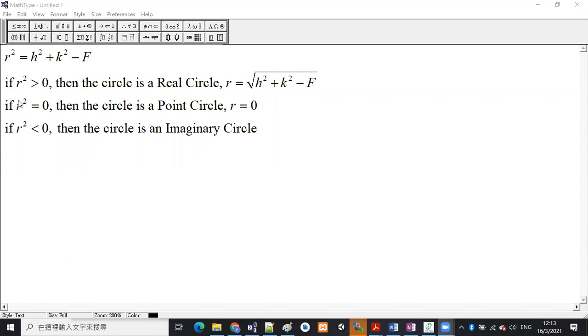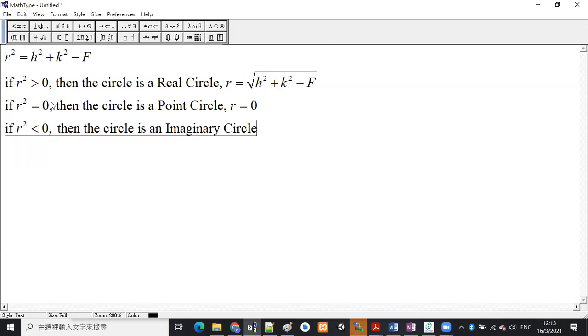3 different cases. Okay, so we calculate r square first, and then before taking square roots to calculate the radius, we need to divide into 3 different cases. If the r square we have calculated is a positive number, then it is a real circle, and then we can continue to calculate the radius.